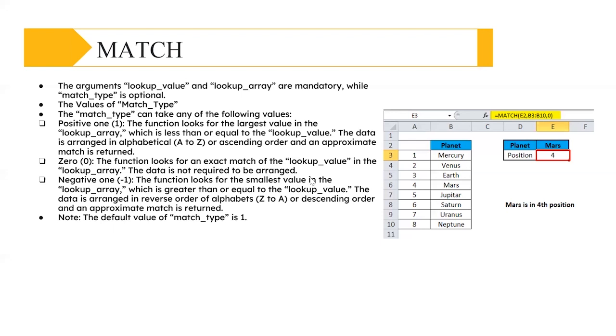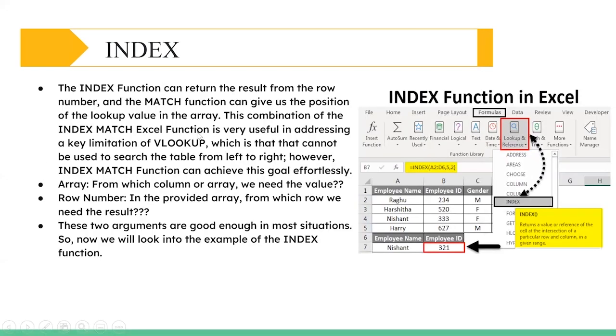Next we have the INDEX function. Let me take you through the INDEX function, and then I'll show you the importance of it. The INDEX function can return the result from the row number, and the MATCH function can give us the position of the lookup value in the array. This combination of INDEX MATCH is very useful in addressing a key limitation of VLOOKUP, which cannot be used to search a table from right to left. However, INDEX MATCH can achieve this goal effortlessly.